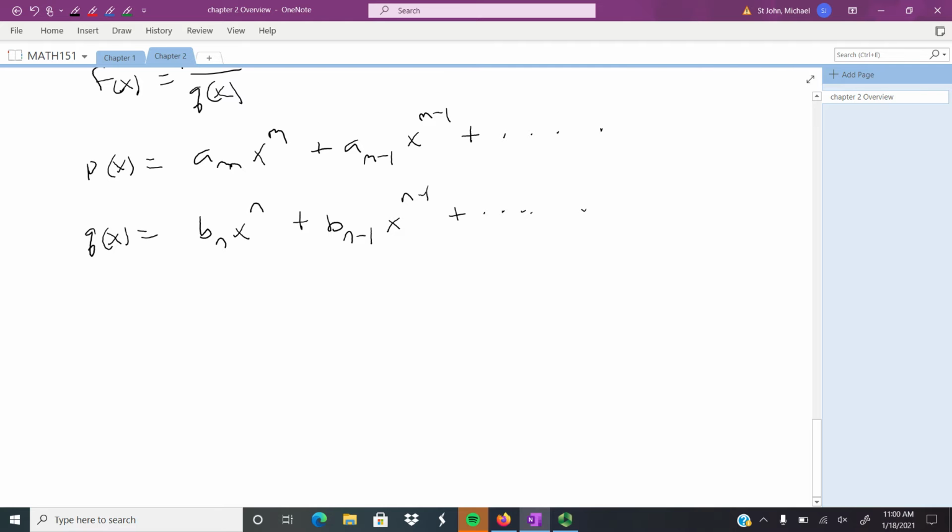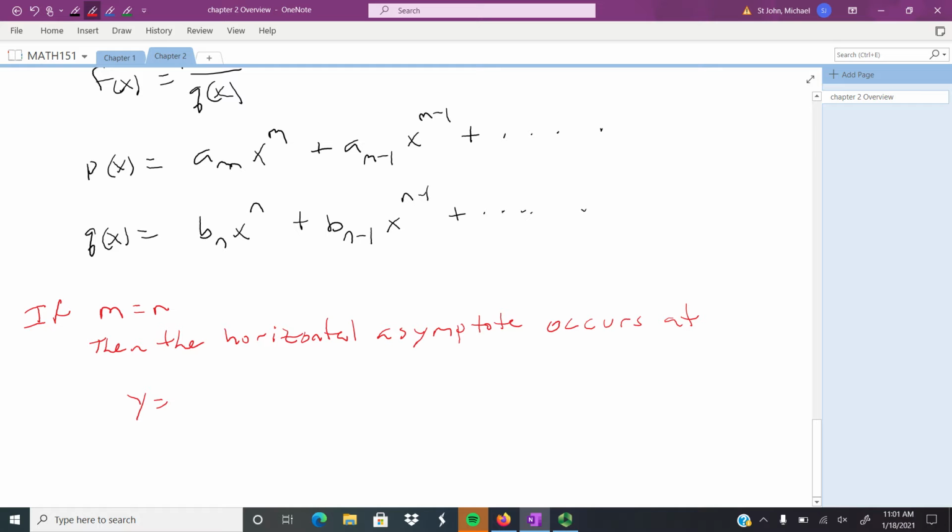First case, what happens if m is equal to n? Well, if n equals m, then the horizontal asymptote occurs at y equals a sub m over b sub n.